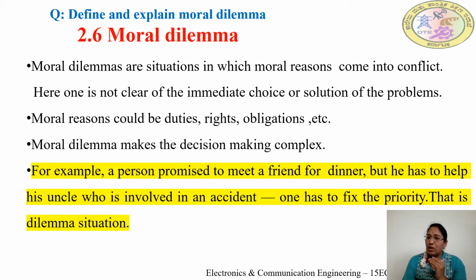So uncle has got the accident, so this is the point which is having the more importance. So the uncle has to be helped first, then you can go to the dinner with your friend on another day. So this is the way you can decide.